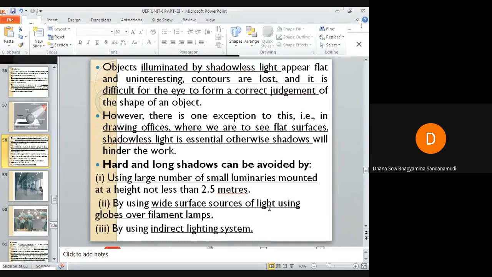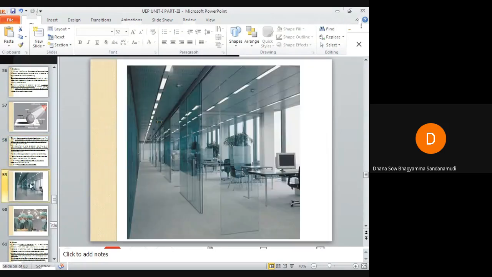It can be avoided if I am using a large number of small luminaries mounted at a height not less than 2.5 meters from the surface. If I am able to fix a large number of luminaries, meaning lamps, above 2.5 meters, then shadowless illumination can be obtained. So you can see this is an office in which many luminaries are there. You can't see any shadow on the surface in this room.